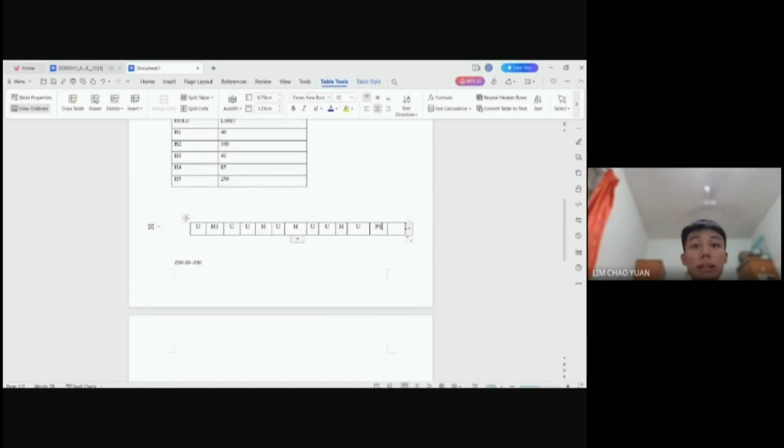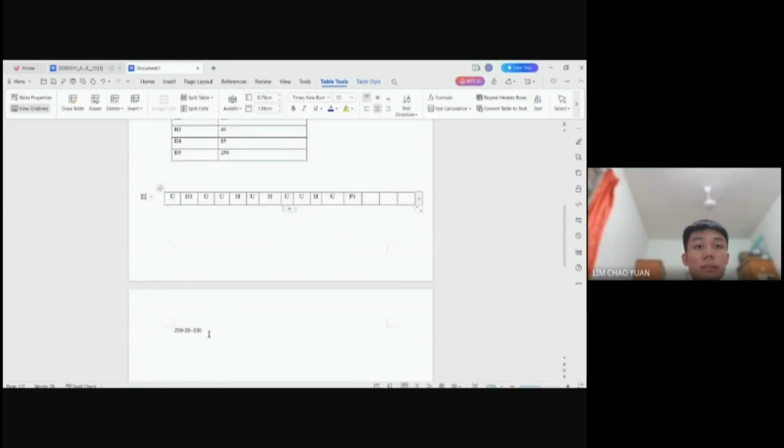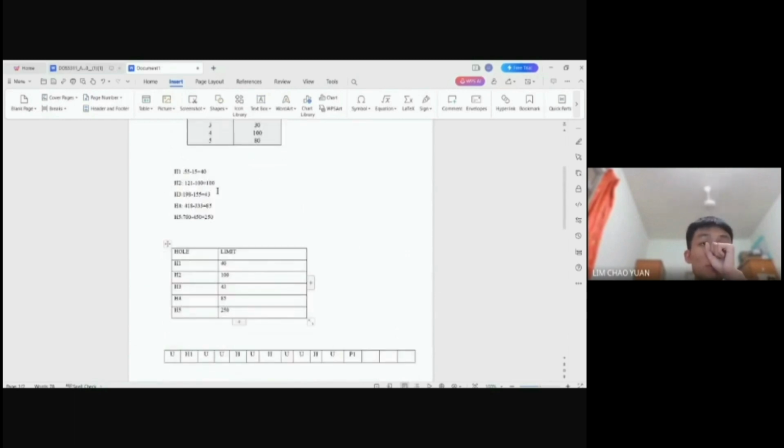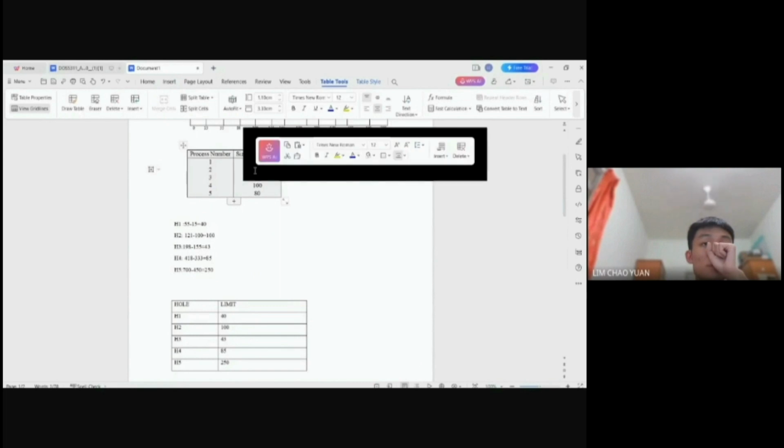Okay, so we can also add this box. For this, we can also add the box. Okay, so this is first. For number 2, number 2 is P2, right? For P2, the value is 15.